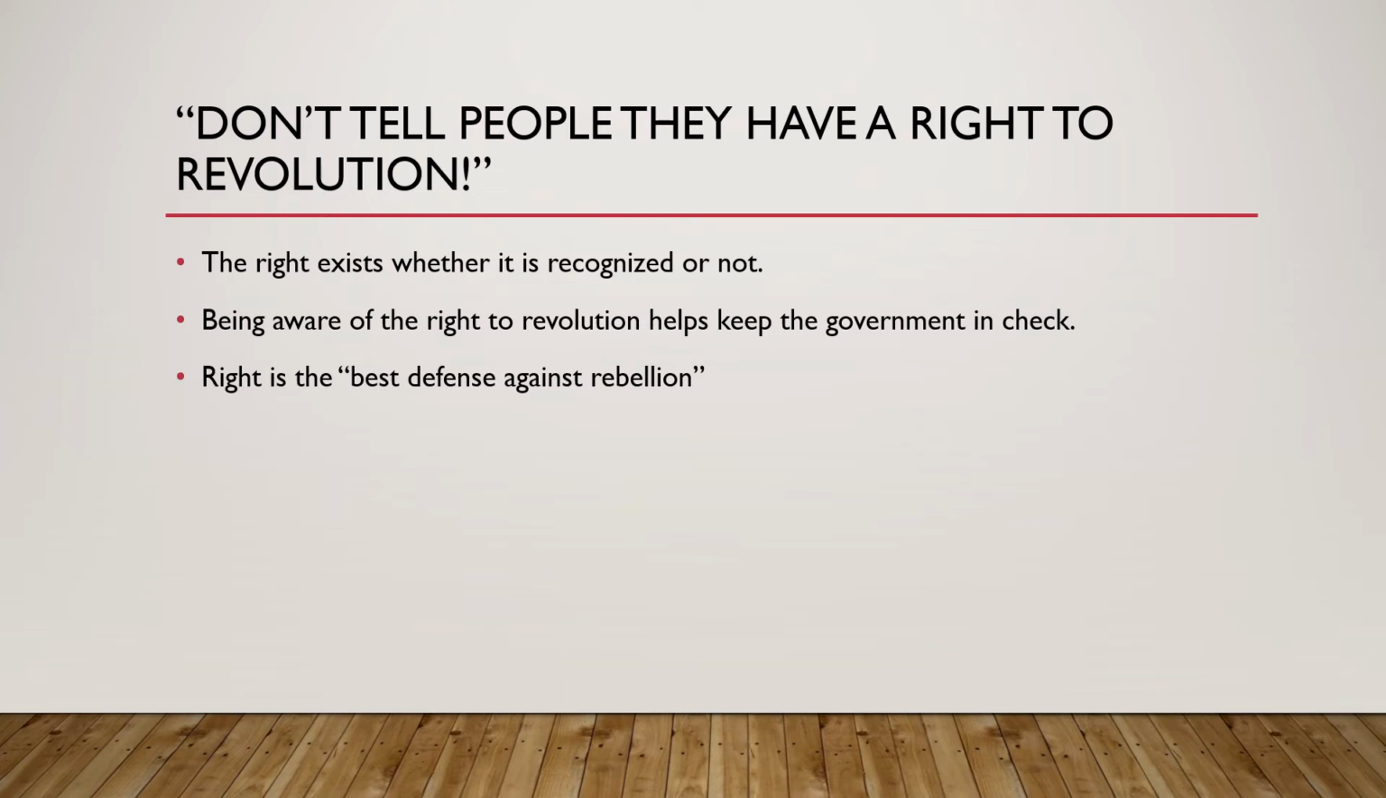And what he means by that is that knowing that the people are not obligated to continue to allow the same group of people to hold power is going to keep those people in power from abusing that power. Knowing that they could lose their power is going to serve as a check to keep the government in check. And that's what he means when he says it's the best defense against rebellion. Knowing that the people have a right to revolution will make the government think twice before it engages in behaviors that would lead the people to exercise that right.